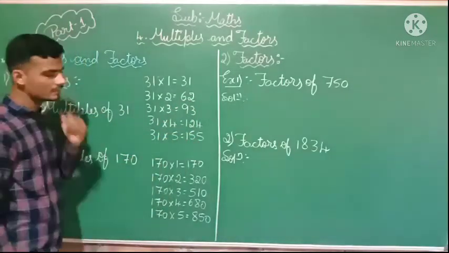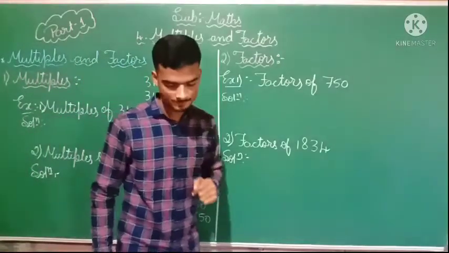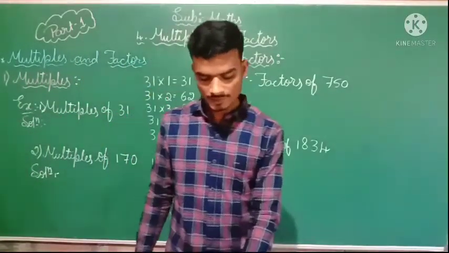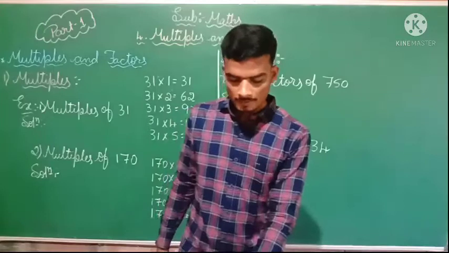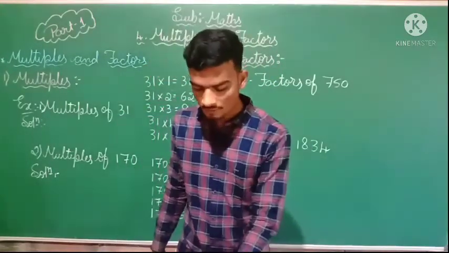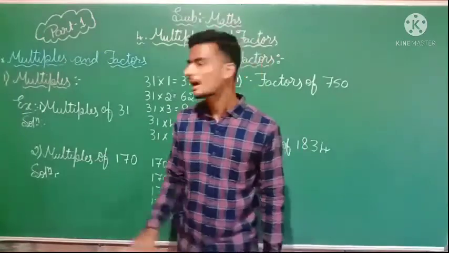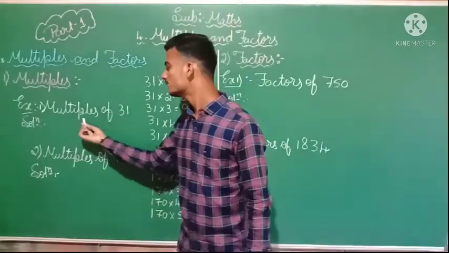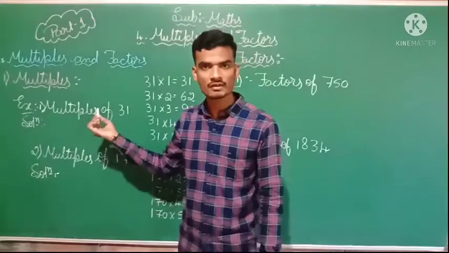Here I have taken this problem from your exercise. They have given in your exercise 4.1: write 4 multiples for each of the following. They have given 5 questions in that. I have taken one question, that is multiples of 31. The first question itself I have taken here.